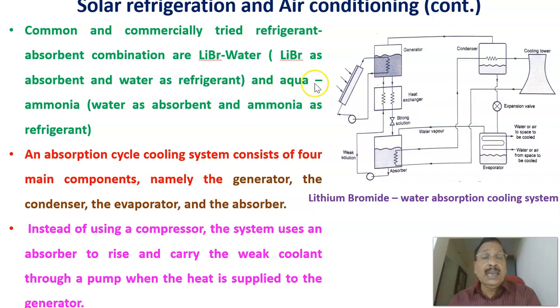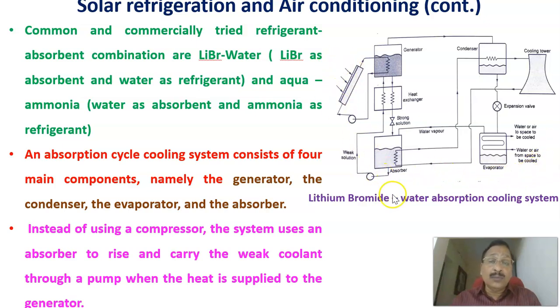Second one is aqua ammonia. In that one, water is the absorbent and ammonia is the refrigerant. That is the second type of refrigeration system, that is the aqua ammonia cooling system as such.